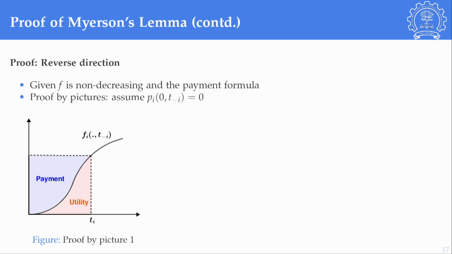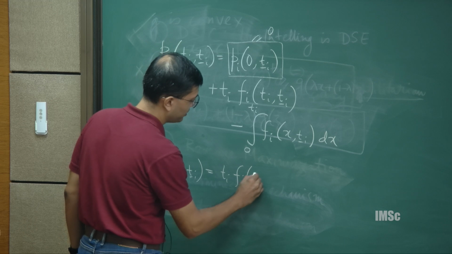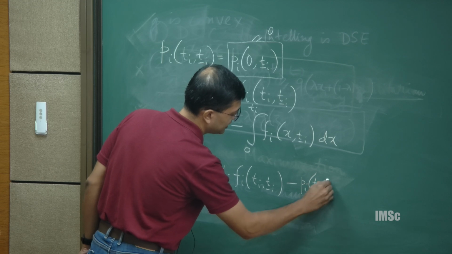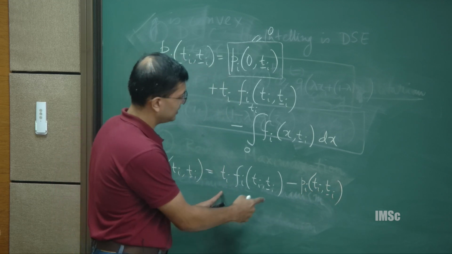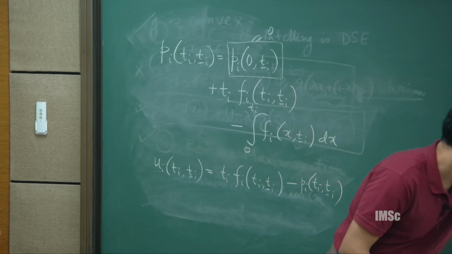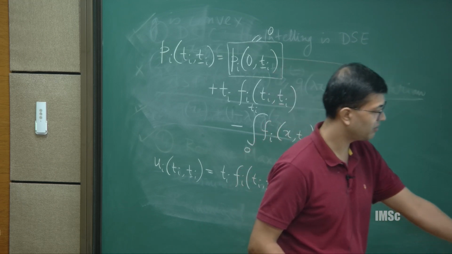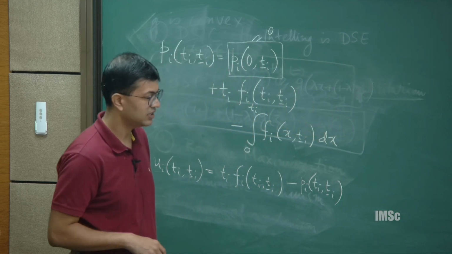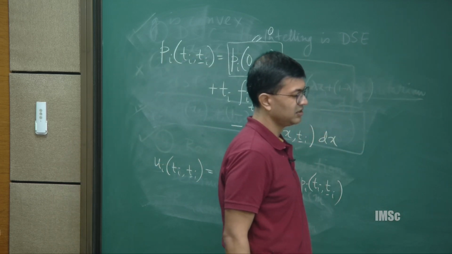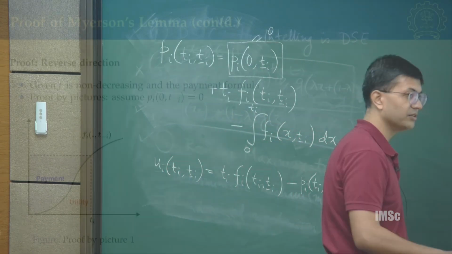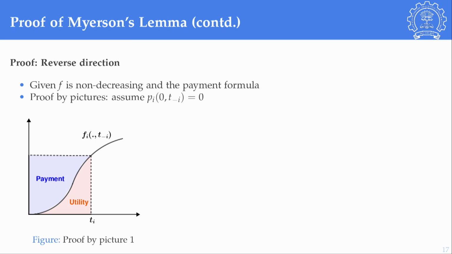And your utility is the expected value: t_i times the probability that you will get the object, minus the payment pi_i(t_i, t_-i). This term we know already very well, that is the entire rectangle here. Subtract out the payment, and then you get this part, which is the utility. So this part is the utility, this part is the payment. Remember that we will be comparing with the utility when the agent is truthful, and this is our benchmark. This utility we should not be able to overcome, otherwise it becomes not a truthful mechanism.